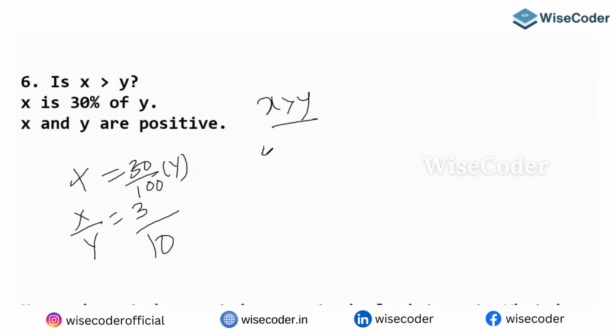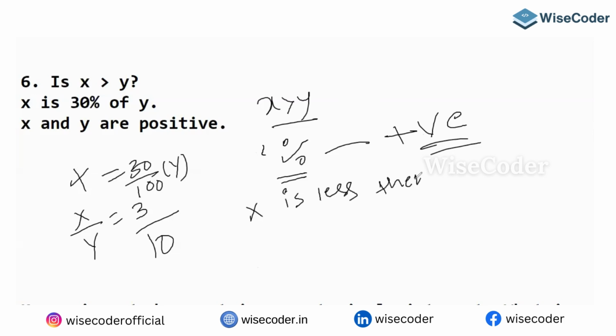Okay, guys, you need to understand. Don't tell me I cannot answer because x may be negative. Percentages are always calculated only for positive values, not for negative values. From this you can say x is less than y. He is asking, is x greater than y? Your answer is no, because x is less than y.